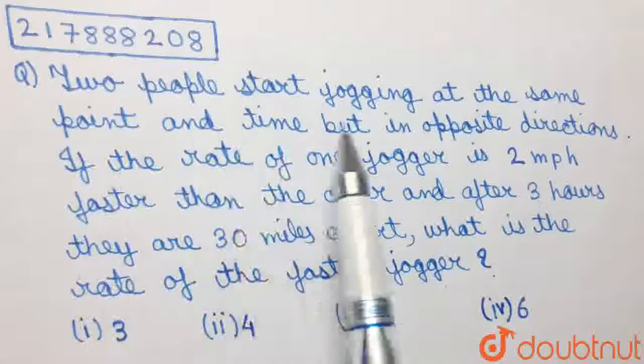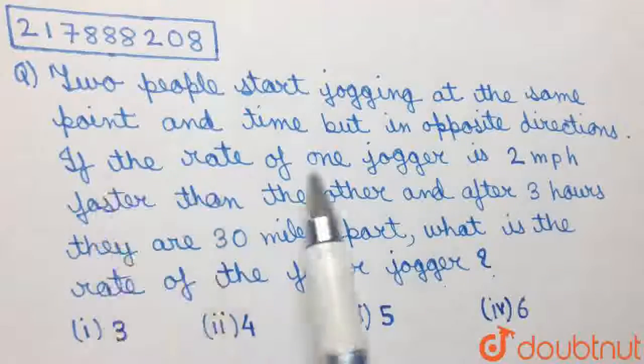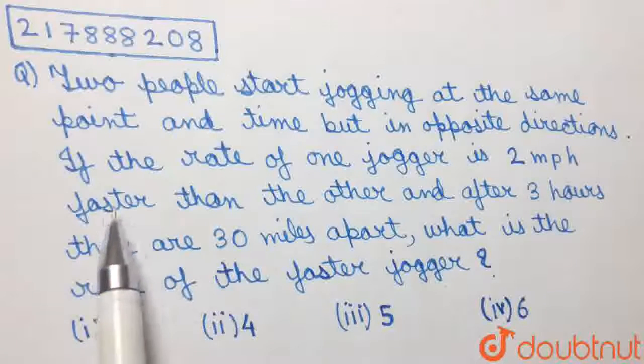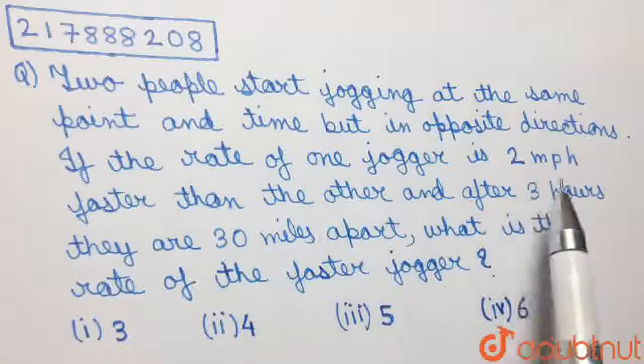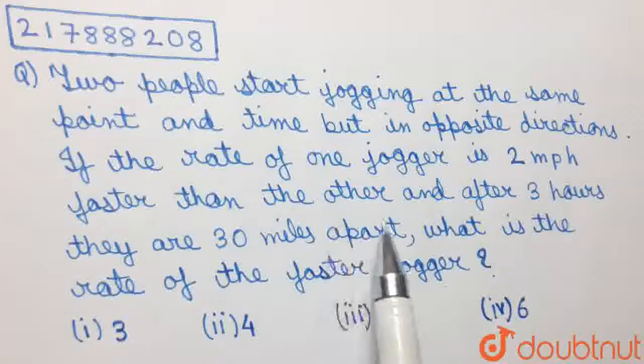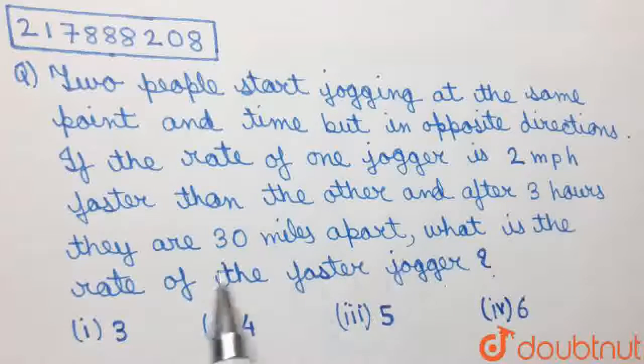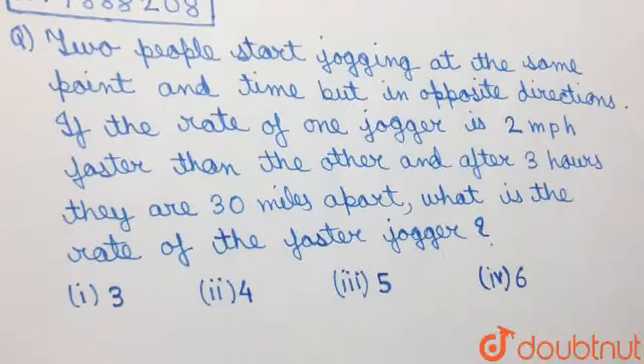Two people start jogging at the same point and time but in opposite directions. If the rate of one jogger is 2 miles per hour faster than the other and after 3 hours they are 30 miles apart, what is the rate of the faster jogger? Option 1: 3, option 2: 4, option 3: 5, or option 4: 6.